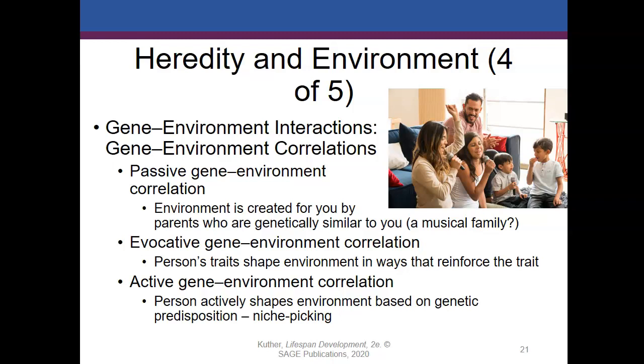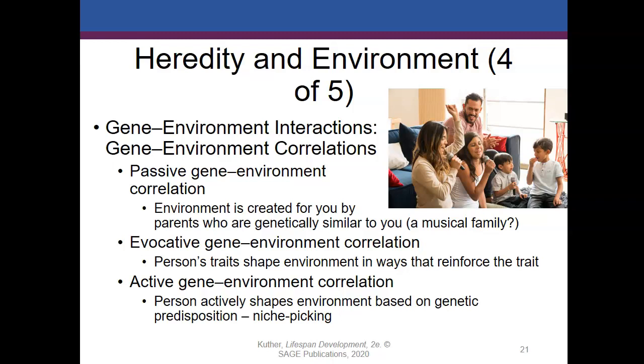Gene-environment correlations illustrate how traits often are supported by both our genes and environment. Genes give rise to behaviors, and those behaviors are associated with the environment. Passive gene-environment correlations occur when environments are created for us. Parents are genetically similar to their children. The homes that they create are in line with their own interests and preferences, which also correspond with and support the child's genotype. If parents and their children love music, their homes will be filled with music.